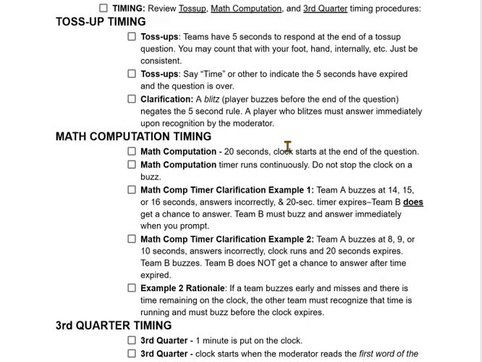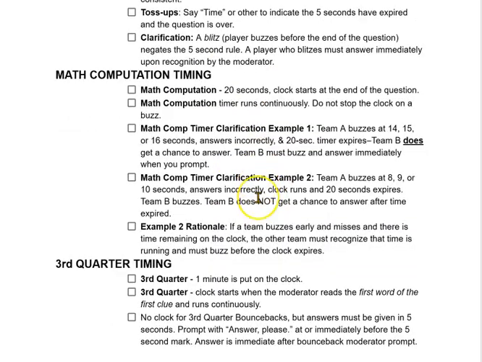One clarification on a blitz, that means a player buzzes before the end of the question. This negates the 5-second rule. So a player who blitzes must answer immediately, as soon as the moderator recognizes them. So if a player interrupts and blitzes before the question's over, the 5-second rule does not apply.